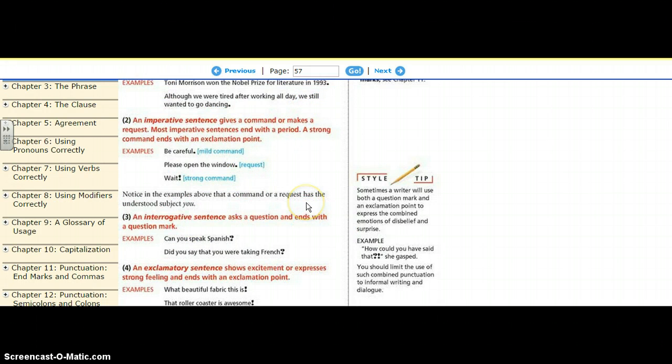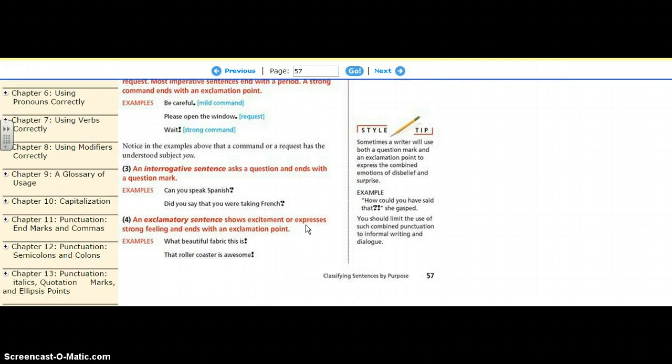Notice in the examples above that a command or request has the understood subject you. There is no subject in these. It's understood that the subject is you because they are commands. An interrogative sentence asks a question and ends with a question mark. And you have examples. And an exclamatory sentence shows excitement or expresses strong feeling and ends with an exclamation point. And the examples are there.